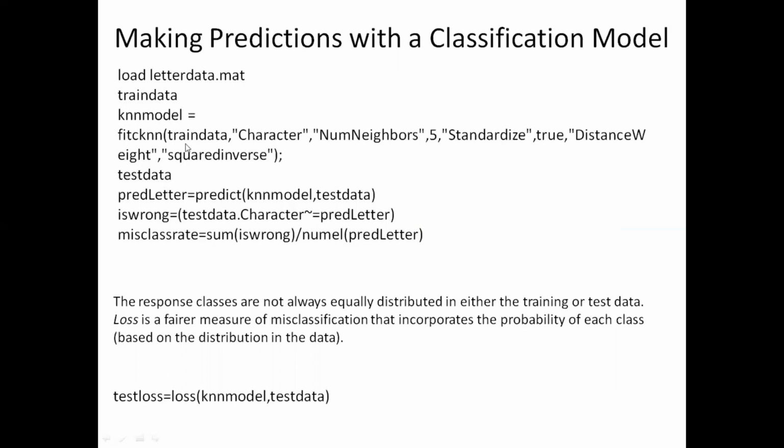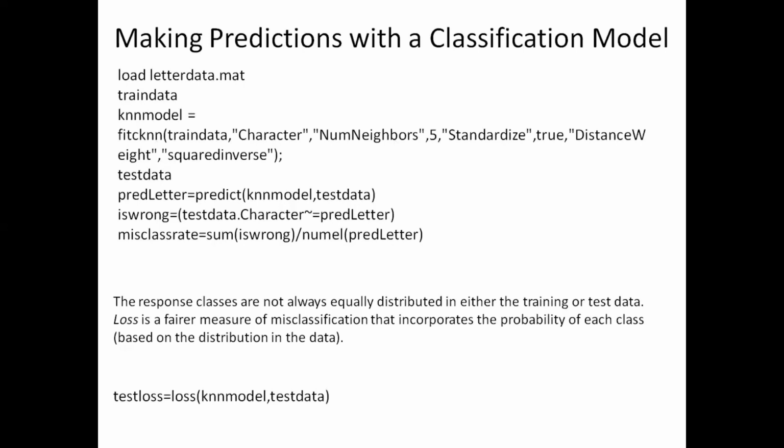Okay, so here we mention what is the training data, what is the table name where the training data is stored, what is the response variable, and what are the number of neighbors. Okay, means what is the value of k that we want. We have chosen this as 5, and then there are some additional parameters which tell us what kind of distance measure you want to use and what kind of weights you want to include. So there are some additional parameters that we are giving here for fitting this KNN model.